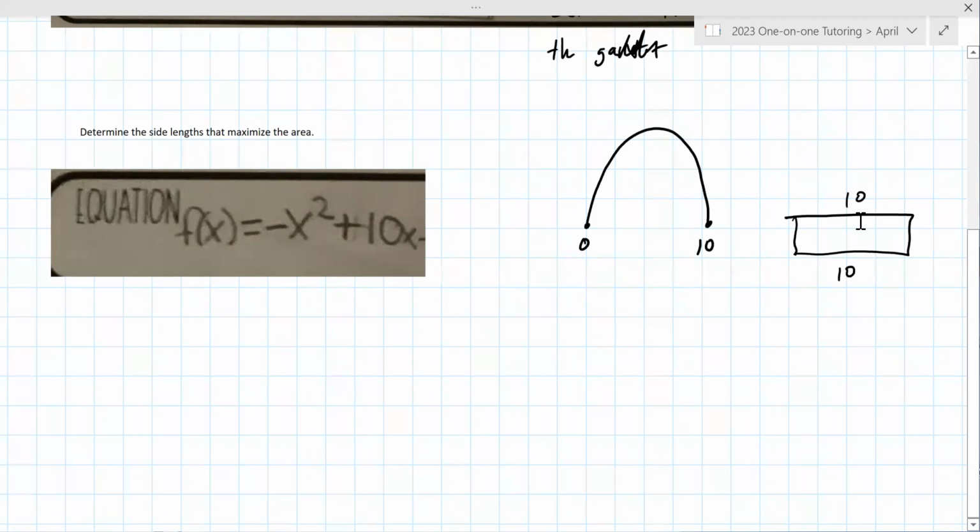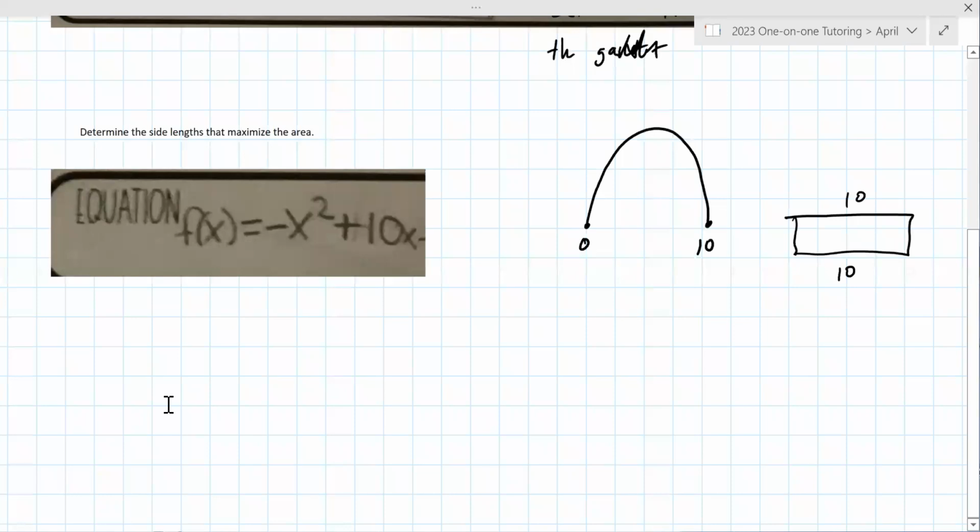If you have class tomorrow, you could say, hey, look, if we only have 20 feet, the most any two sides could be is 10 and 10, because then we don't have anything left over. So that's maybe something you could throw in there.